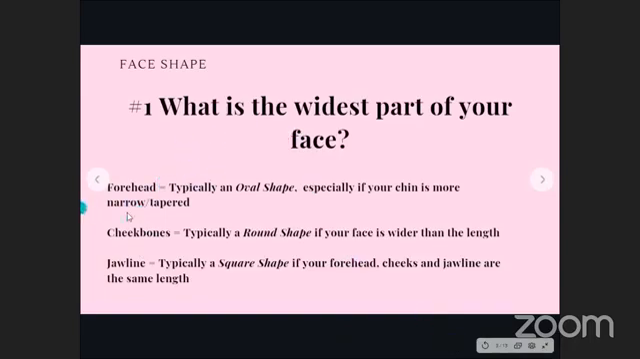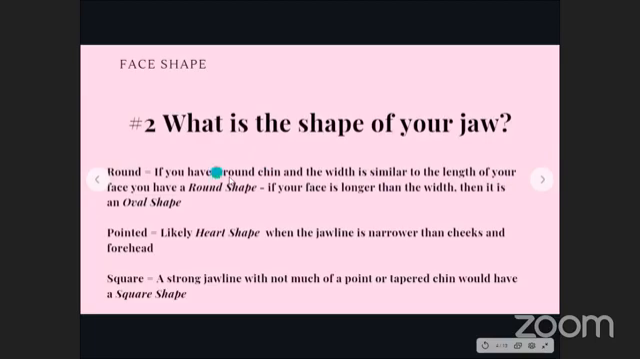Next question. For this one, I would say I have a round face because my cheekbones are the widest part of my face, and so we'll go on to the next and see what the next question gives us. What is the shape of your jawline or your jaw? Is it round, pointed, or square? Round is if you have a round chin and the width is similar to the length of your face. Again, you're going to have that round shape. But if your face is longer than the width, then it's an oval shape. So if your face is longer than it is wide, you're going to have more of an oval shape.